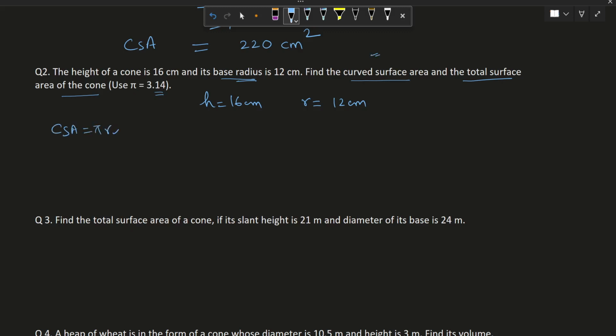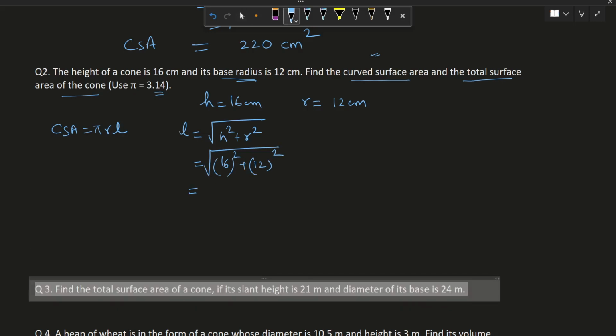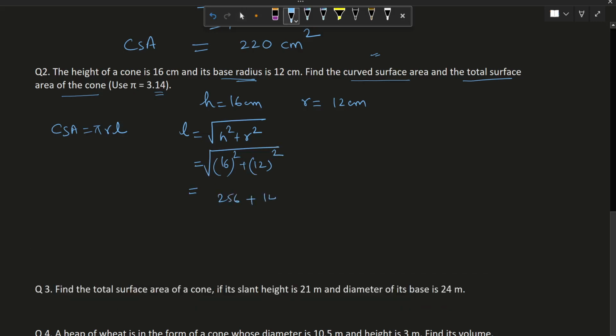CSA is pi r L. We do not have L. So let's first calculate L. L formula was what? Square root of h square plus r square. Put the values. 16 square plus 12 square. So what is 16 square? I hope you remember all the squares till now. आपको सारे squares याद होंगे. 16 square is 256, 12 square is 144.